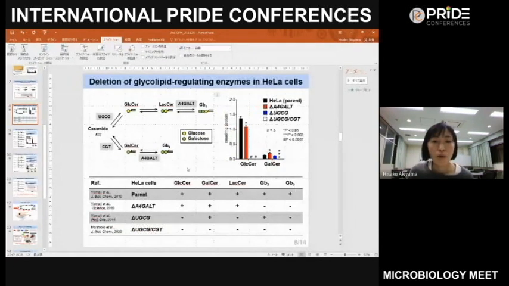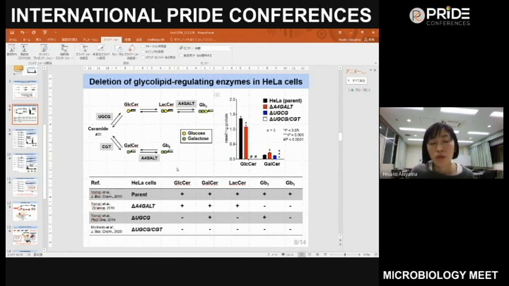This figure shows the synthesis and degradation pathway of GB2, lactosylceramide, and GB3. Glucosylceramide is synthesized from ceramide by UGCG, and lactosylceramide is synthesized from glucosylceramide. GB3 is synthesized from galactosylceramide by A4GALT. Galactosylceramide is synthesized from ceramide by CGT, and GB2 is synthesized from galactosylceramide by A4GALT.